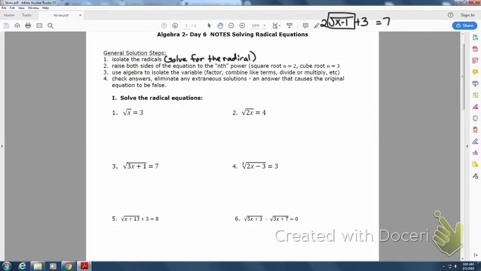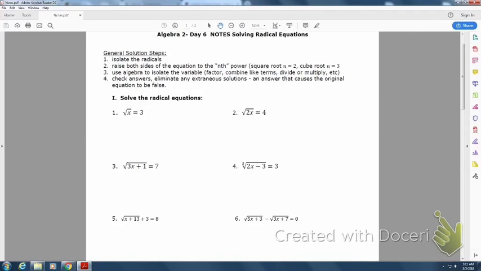Number 3, you'll use algebra to isolate the variable. You'll solve for x at that point. The radical will be gone. And then on 4, you'll check to see if you have an extraneous solution. We won't get to that until the bottom of this page, that example 7 at the very bottom. So we'll talk about that there.